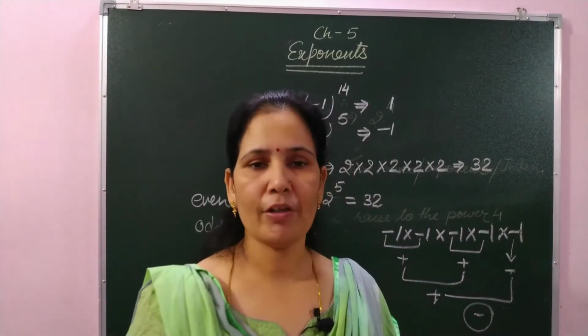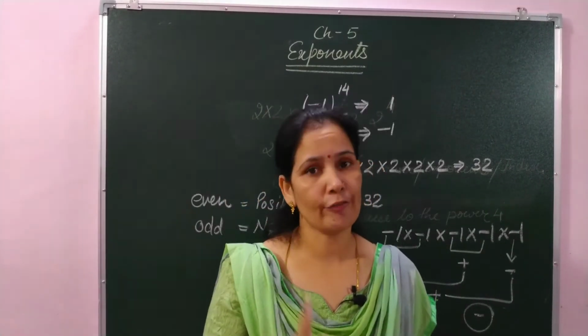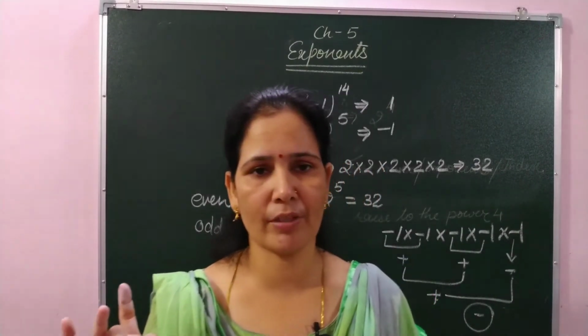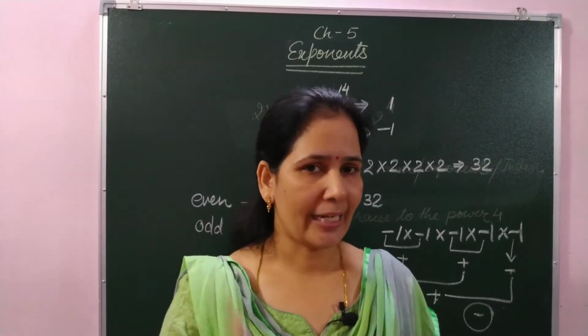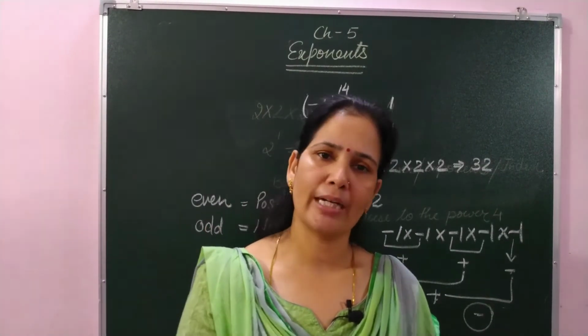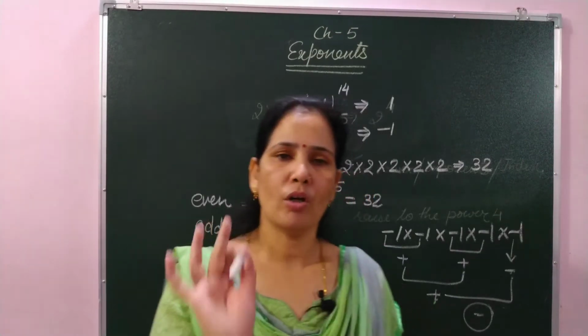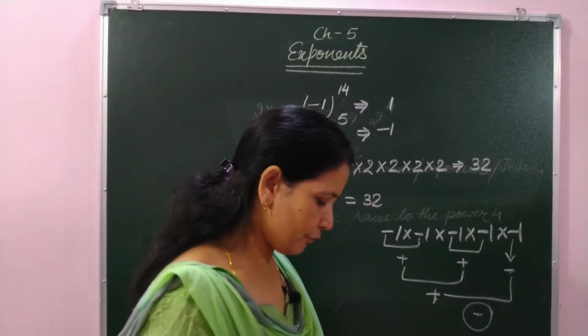So instead of this full solution, you have to remember one thing only. If the power of a negative base is even, the answer will be a positive number, and if the power of a negative base is odd, then you will get a negative number. Only this thing you have to remember. No need to get confused by other things.